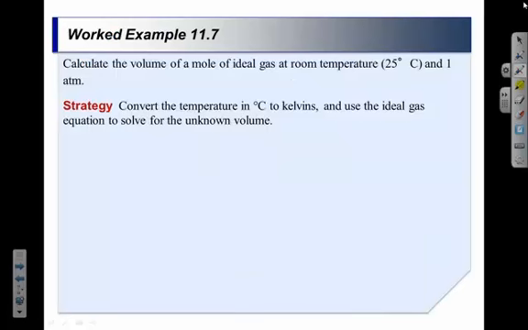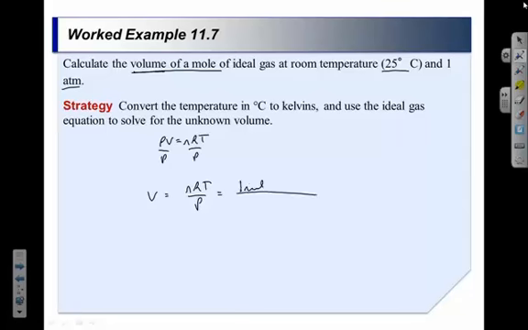Another example here. We want to calculate the volume of a mole of gas at 25 degrees and 1 atmosphere. Almost exactly the same, so just kind of go through this quickly. If I want to calculate the volume, I rearrange for volume, plug in the given information. I've got 1 mole. I highly recommend that when you do this, you include the units. It'd be really helpful for you to check your work to see the units canceling.